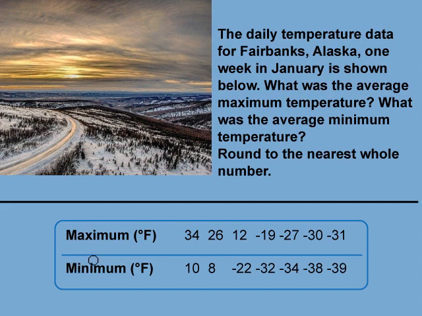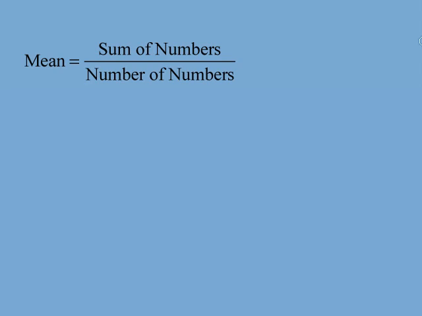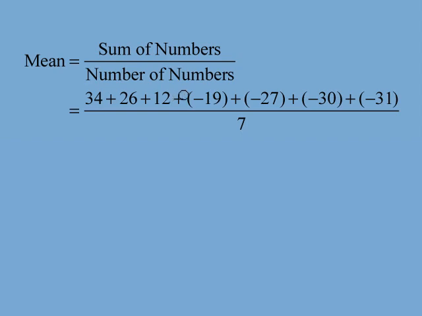To find the average of each data set, use the formula for calculating the mean. Before we do that, notice that some of the data items are negative. Let's see what impact this has on the average. Starting with the maximum daily temperatures, we take the 7 temperatures and write an addition expression. The denominator for this ratio is 7. The sum of the numbers is -35. Divided by 7, the average maximum temperature was -5 degrees Fahrenheit.